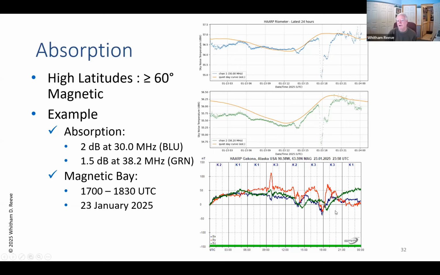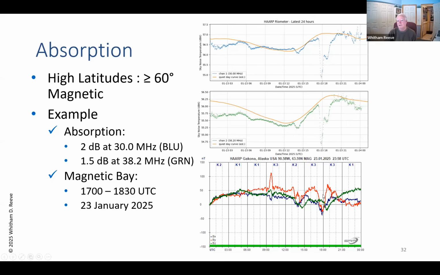So this lower plot is a magnetogram from my magnetometer that I have up at HAARP. And this bay then is an indicator that there was a change in the auroral electrojet, which was changed by the electron density increasing, and then that led to higher absorption and the dips at these two frequencies that you see above.